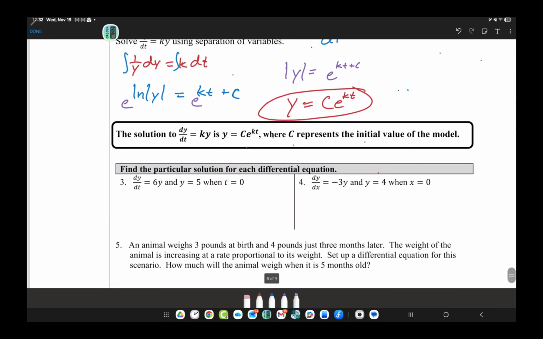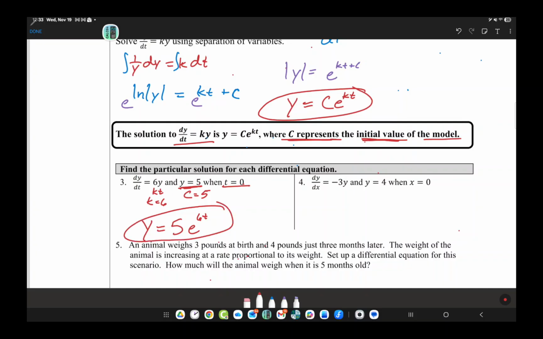So here, the solution to this is y equals c e to the kt, where c represents the initial value of a model. Now, when they gave you the initial value right here, when y is 5 when t is 0, that means that c is equal to 5. All right? And this is kt, so k is equal to 6. So we have everything we need to say that y is equal to, not 6, 5 e to the 6t. Again, we're using y equals c e to the kt. So we're going to replace c and replace k, and that's it.